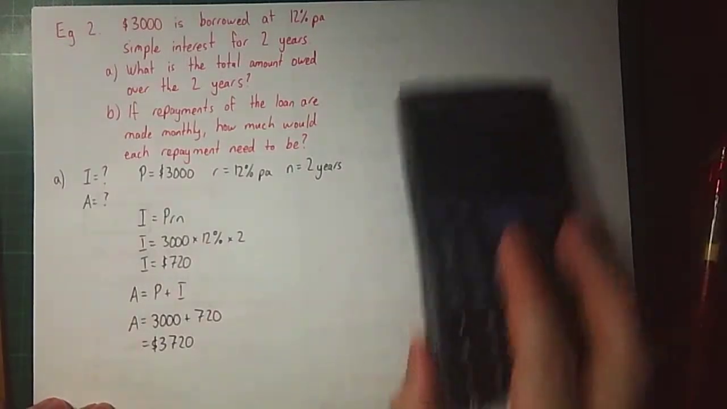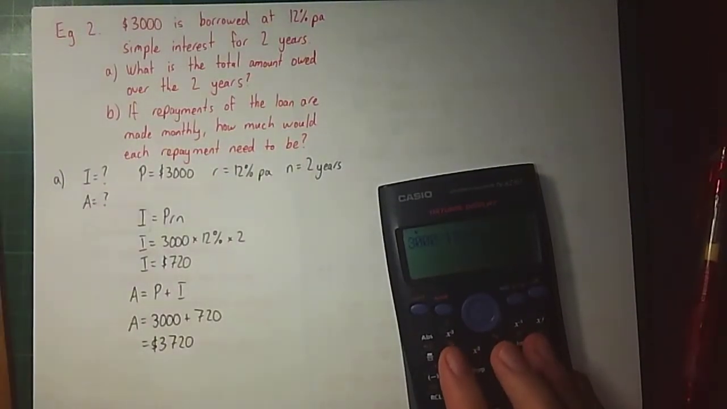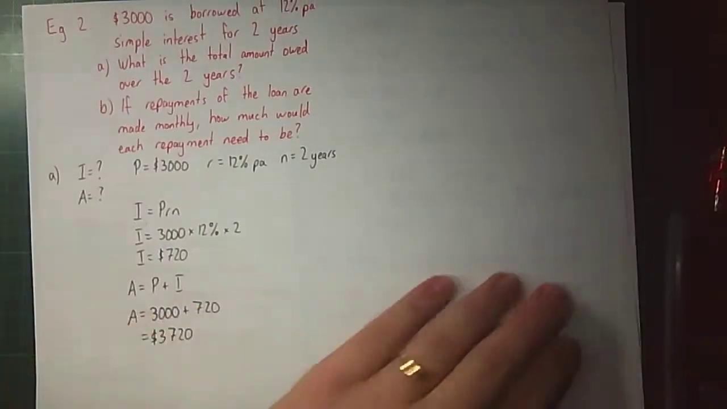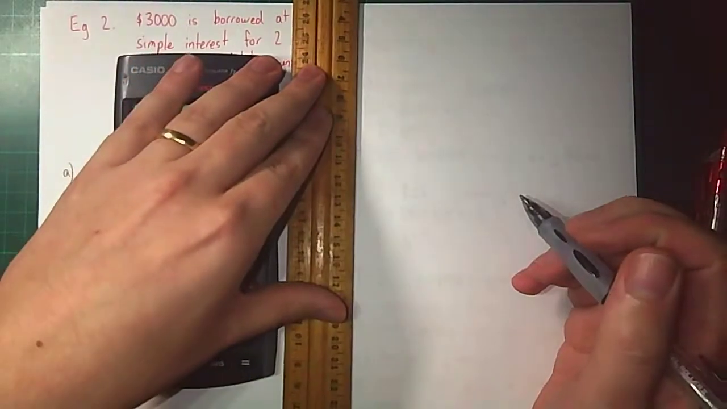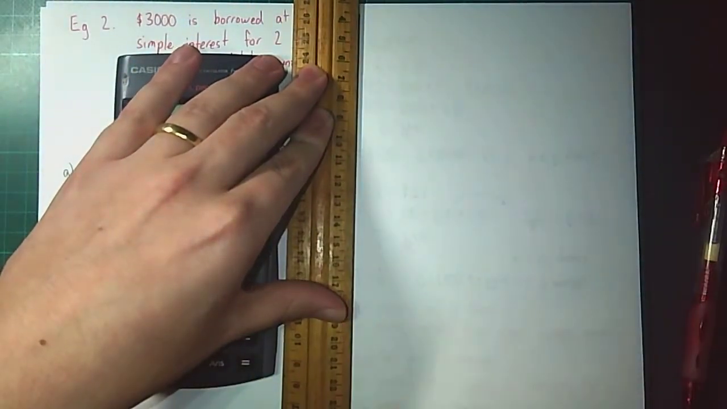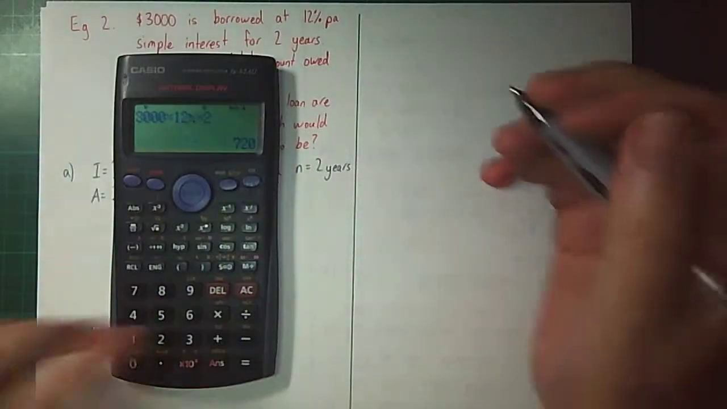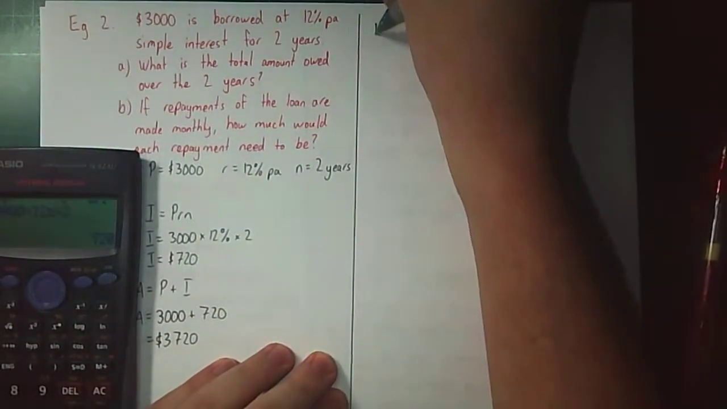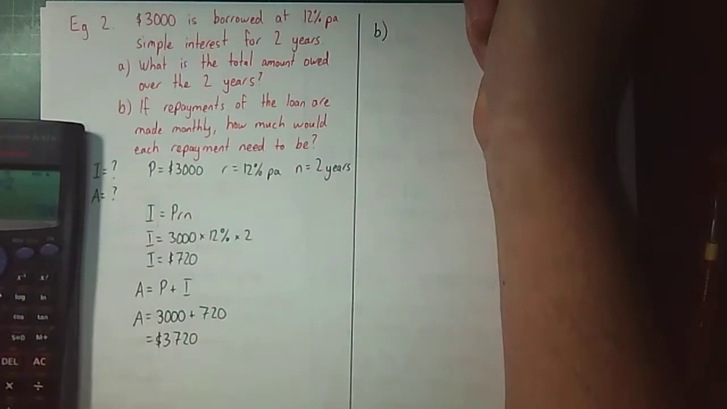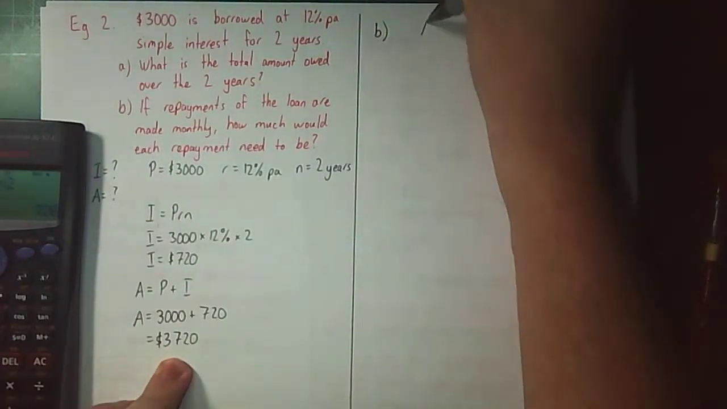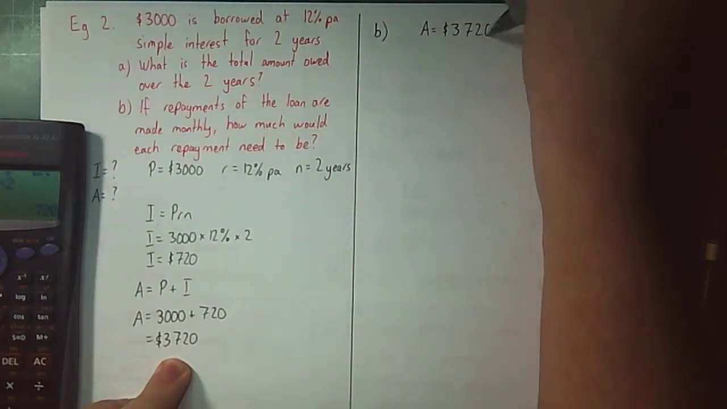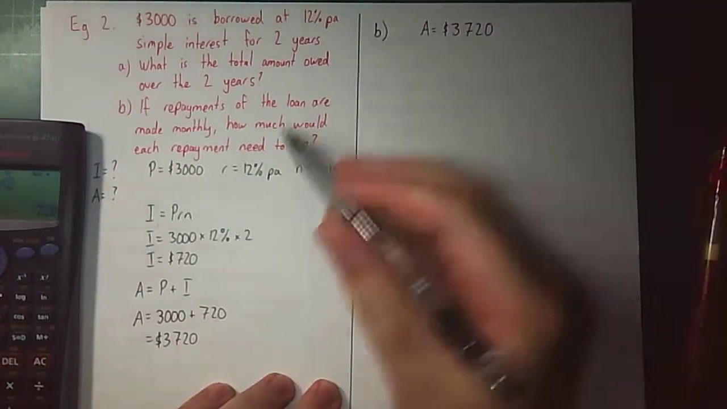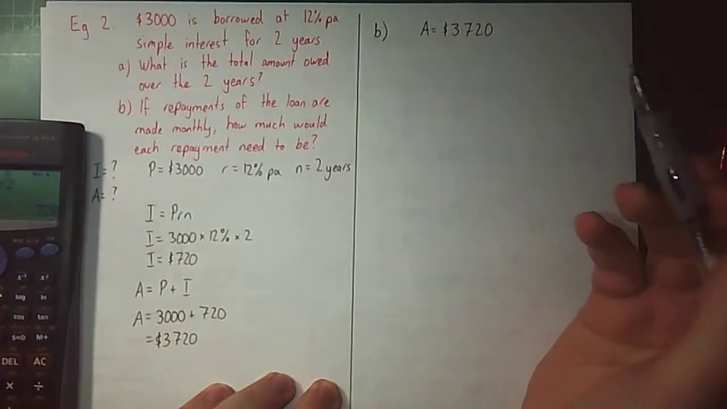Now part B asks us, if repayments of the loan are made monthly, how much would each repayment need to be? Well, let's start that up over here. So part B. Now, this is the total amount from before, $3,720. Now we want to get just the monthly repayments.